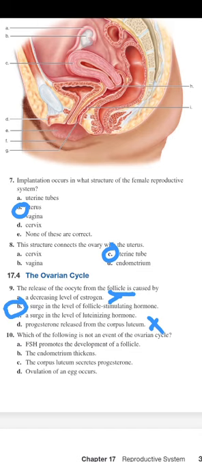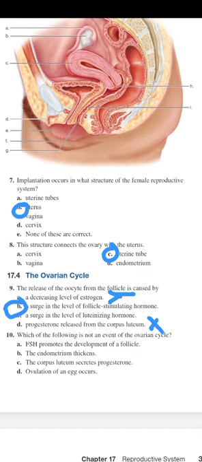Question number 10, which of the following is not an event of the ovarian cycle? So the ovarian cycle, it basically talks about how the follicle is developing, maturing, and how the oocyte is released, and what happens to the shell or the remaining follicle after it releases the oocyte, which will become corpus luteum. Which of the following is not an event of the ovarian cycle?